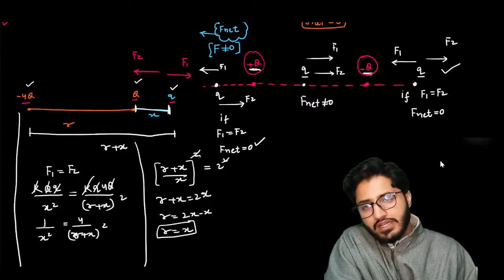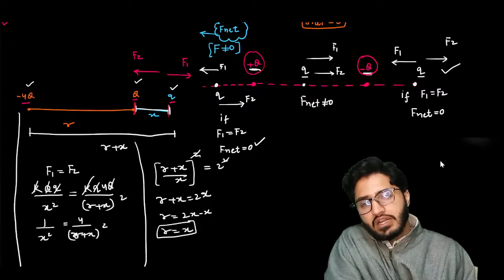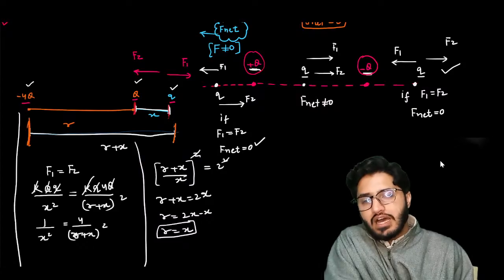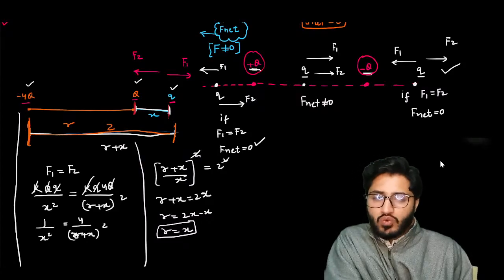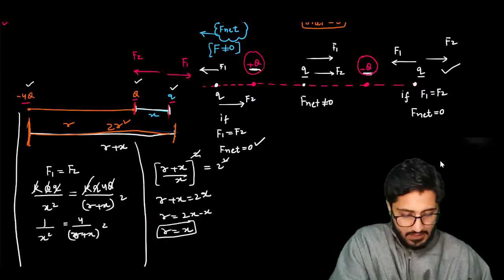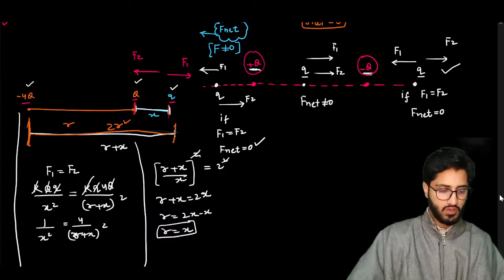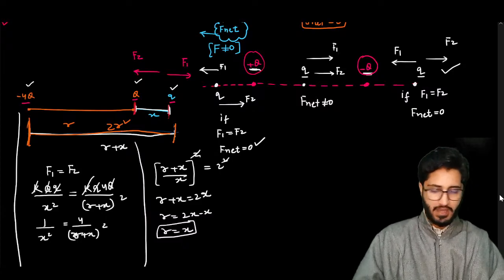So the distance of the equilibrium point from the smaller charge is R. And if you need to calculate from the bigger one, it would be R plus X, which came out to be 2R. This is how we can manipulate our numericals.